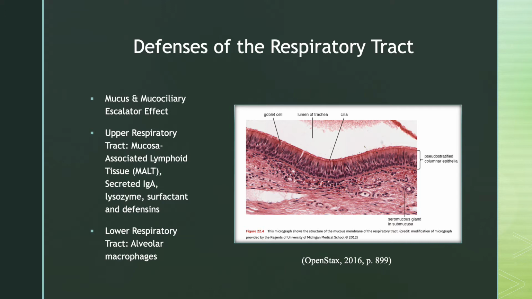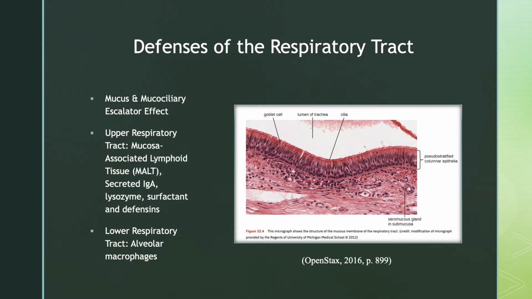Once this occurs, the individual can swallow or cough it out. This process of eliminating pathogens is called the mucociliary escalator effect. It is an important mechanism that prohibits inhaled pathogens from traveling deeper into the lower respiratory tract.